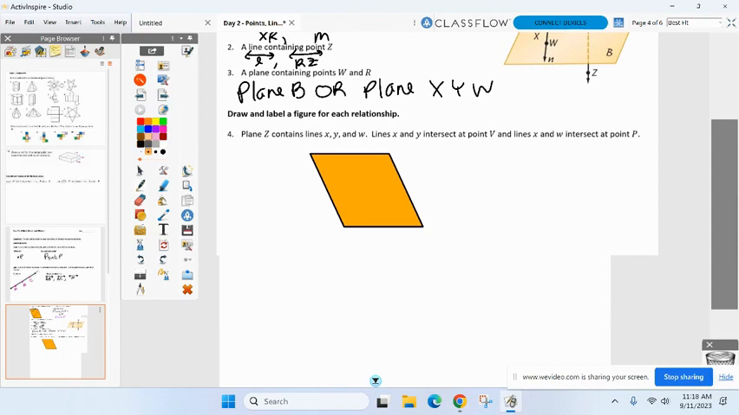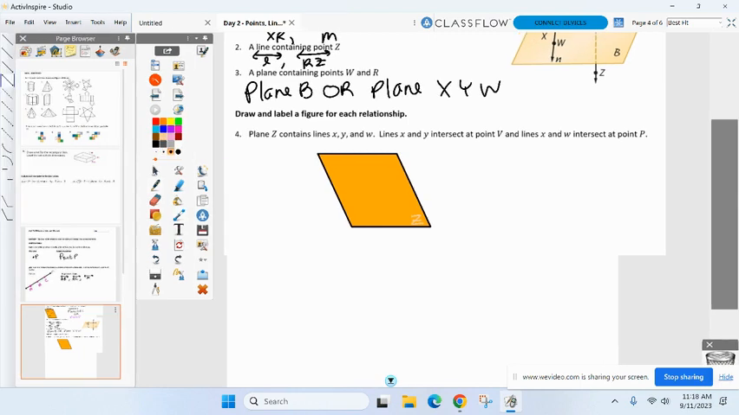Plane Z, I'm stopping right there. Plane Z. Oh, that must mean I have to put a Z in one of the corners. That's not a point, but that's how I name that plane. I keep reading. Oh, I have 2 lines right now, X and Y. Getting nervous. So now my two lines, X and Y, are in the plane and they intersect each other.